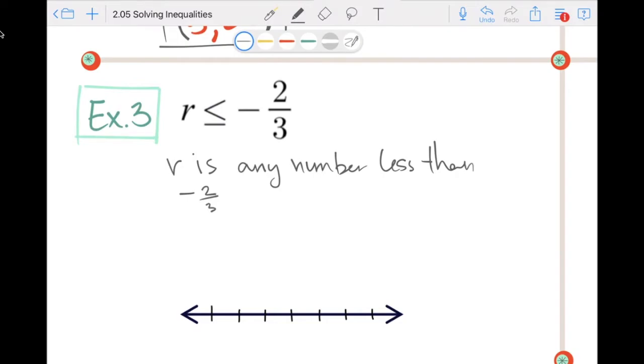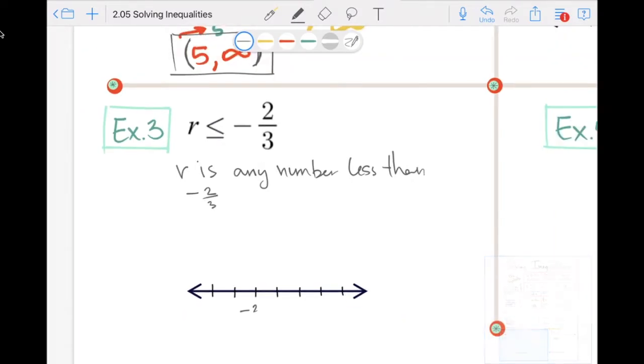Okay, so let's say that negative 2/3 is right here. So r is any number smaller than that. Well, where are the numbers smaller than that? It's going to be to the left of negative 2/3. That tells you which direction to draw your arrow. So our arrow needs to go to the left.